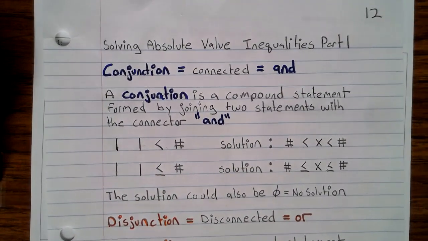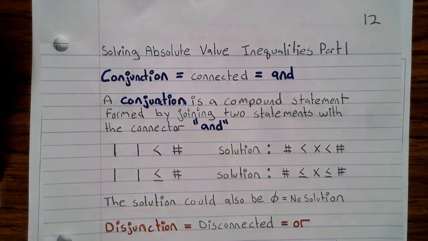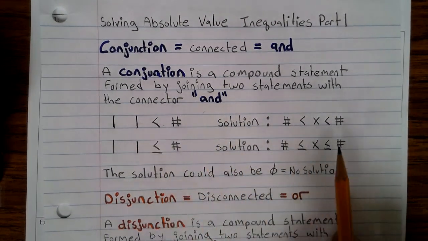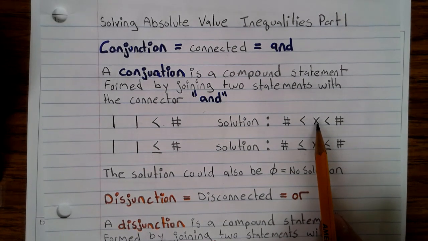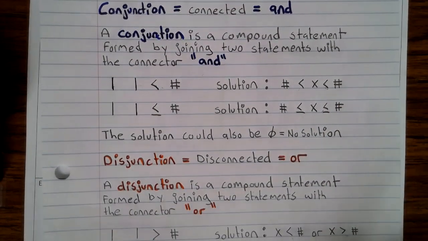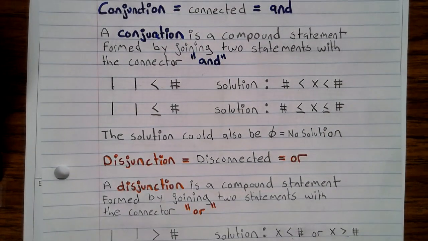Now to complete the notes, you need notebook paper. I recommend college rule. Solving Absolute Value Inequalities Part 1. That's going to be on journal page 12. Conjunction, or connected, "and." A conjunction is a compound statement formed by joining two statements with a connector "and." So the key is, if it's a less than, it's an "and," and the X will be between the inequality symbols. The solution also could be the empty set or no solution.